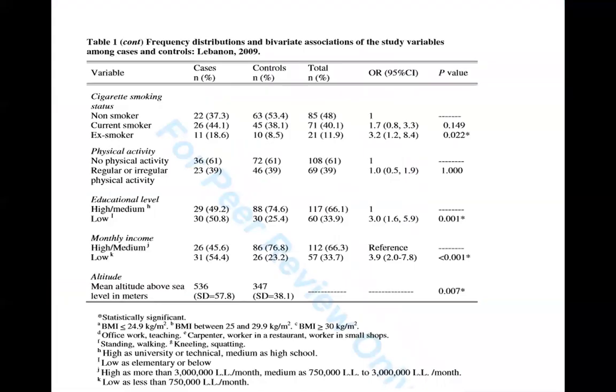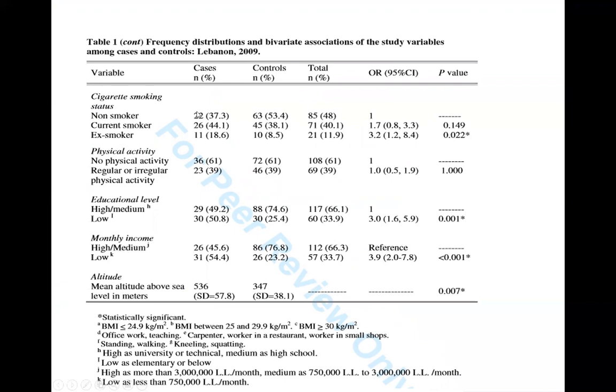This is a bivariate association of study variables between cases and controls. Here, cases are those who have osteoarthritis, and controls are those people who don't have osteoarthritis and had no pain in the past 6 months. And we are comparing cases and controls with respect to some risk factors: cigarette smoking, physical activity, educational level, monthly income, and altitude.